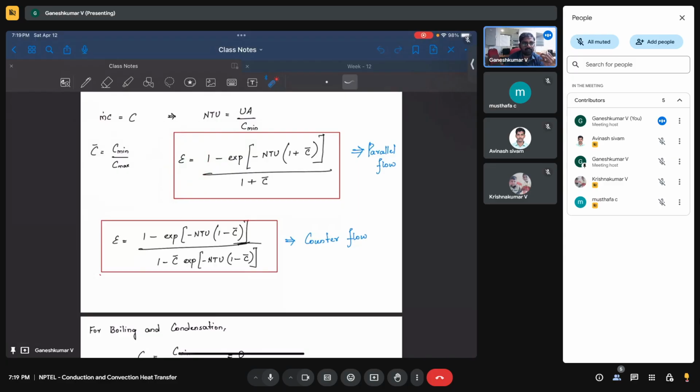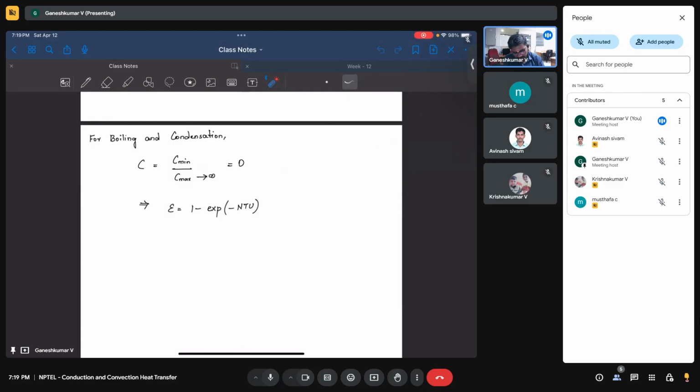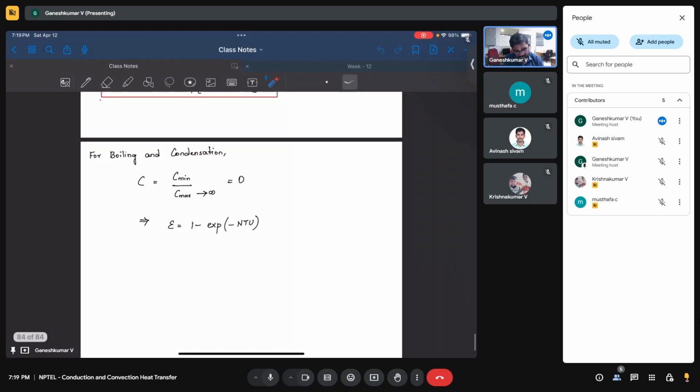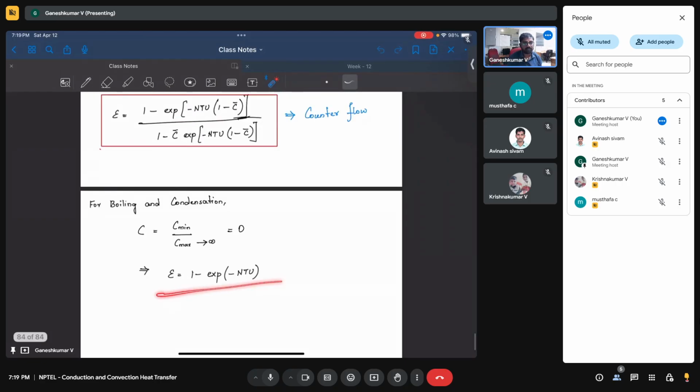So basically to quantify the performance of this heat exchanger, you need to use epsilon NTU. If it's a design problem, you need to use the LMTD method. Okay, so that is the thing. And if it's boiling or condensation, you will end up having the heat capacity ratio to be 0. And if the heat capacity ratio is 0, the effectiveness is simply 1 minus exponent of minus NTU.